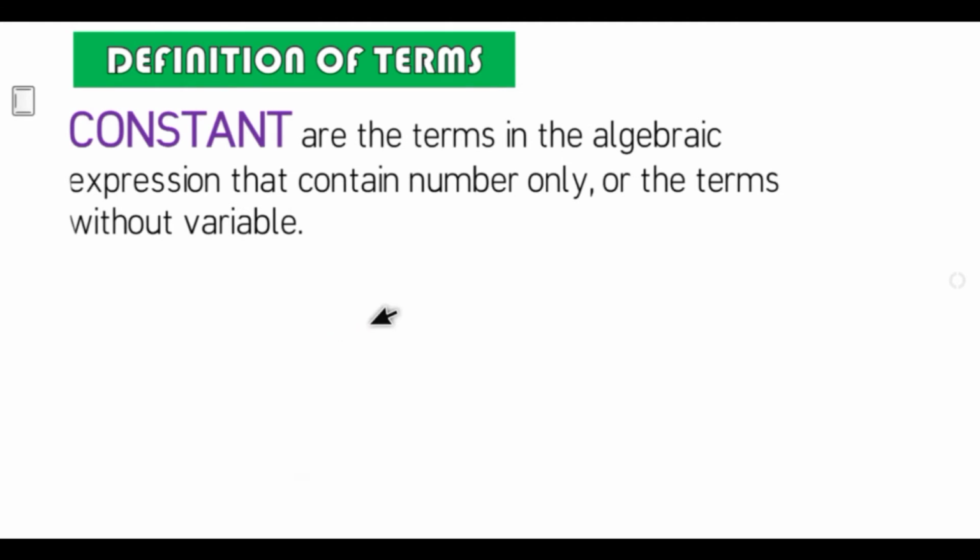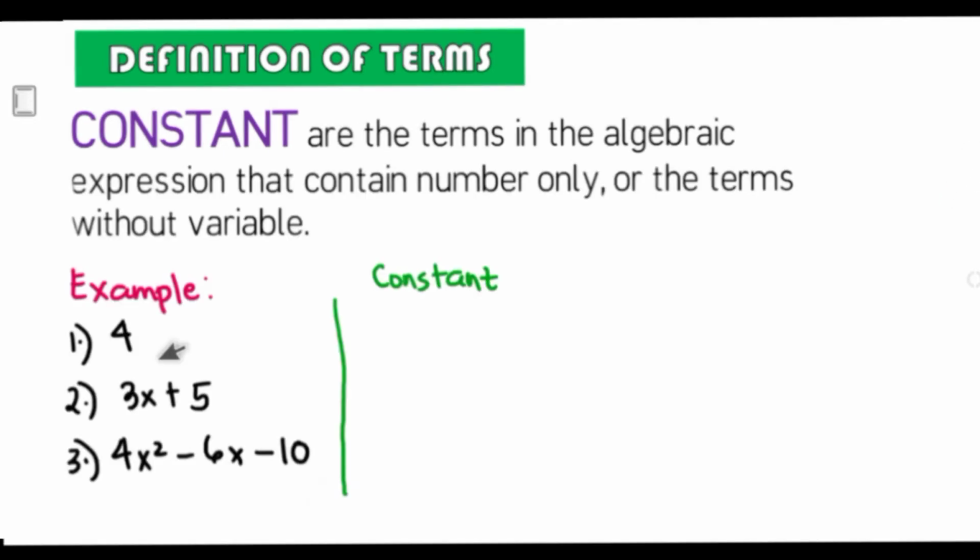So, next to define is constant. So, when we say constant, it is the terms in the algebraic expression that contain numbers only, or the terms without variable. So, pag sinabi natin constant, yan yung mga number lang. Okay? Per term, di ba, may mga terms tayo. Yung number lang, yun ang tinatawag na constant. Okay? Or, yun yung mga terms na walang kasamang variable.